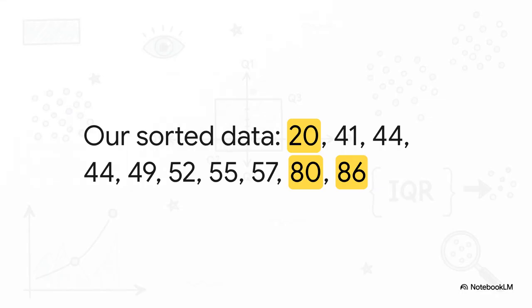So here's our case file. This is the list of numbers we're going to be investigating. And notice, it's already sorted from smallest to largest. That's a really important first step. Now, just by looking at it, you might think, 20 looks a little low, and 86 seems kind of high. But in this kind of investigation, we can't rely on hunches. We need cold, hard, statistical proof.